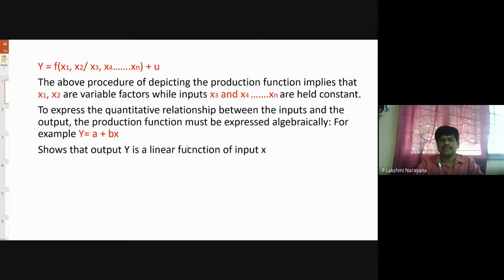What is linear? Linear is nothing but straight. If we show it in a graph, it will become a straight line. When the input is increasing, the output will increase, and when the input is decreasing, it will decrease. So there is some positive or negative relation, but it is a linear condition. Y is equal to a plus bx.